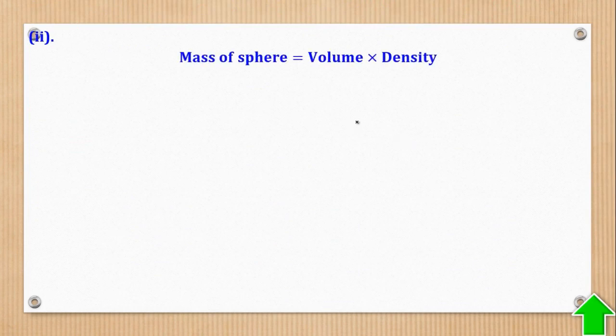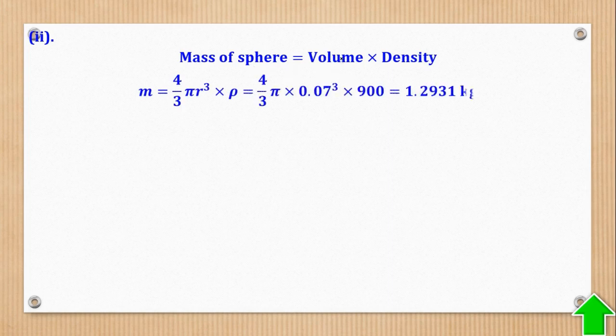So first of all, mass of the sphere is volume times density. So come and substitute: volume of a sphere is 4/3 pi r cubed, density is rho. The good thing, we are given the density of the sphere as 900, radius was given as 0.07, so we'll come up with this as the mass of the sphere.